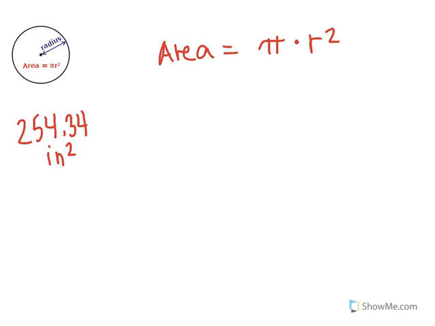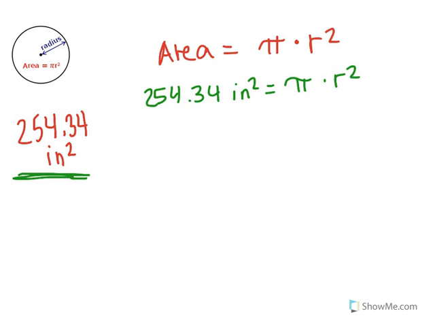Let's say, though, that I'm given the area and what I'm asked to do is find the radius. So for example, if I'm given an area of 254.34 square inches for this circle, I would start out: 254.34 square inches is equal to pi times the radius squared. Now I know what pi is. I use 3.14 times the radius squared.